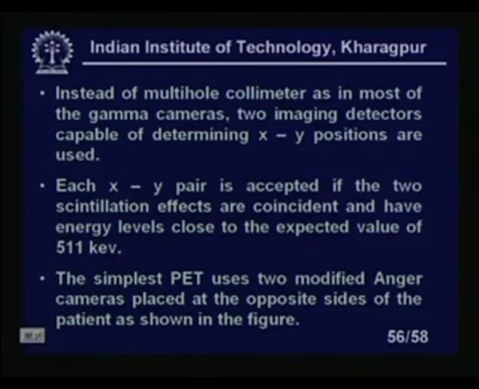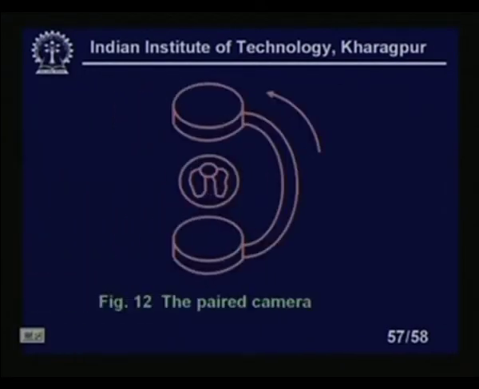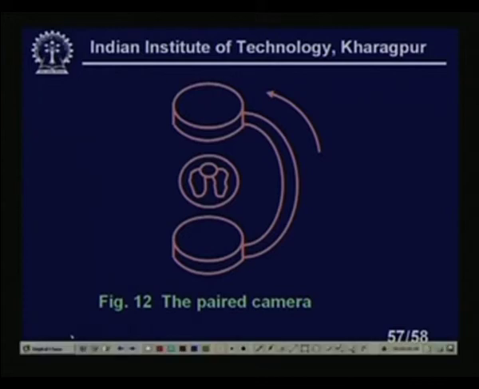The simplest PET uses two modified Anger cameras placed on opposite sides of the patient as shown in the following figure. Okay. So, you can see this is a paired camera, and how it is rotating. So, it continuously rotates in these directions. So, the patient will be covered by two Anger cameras.